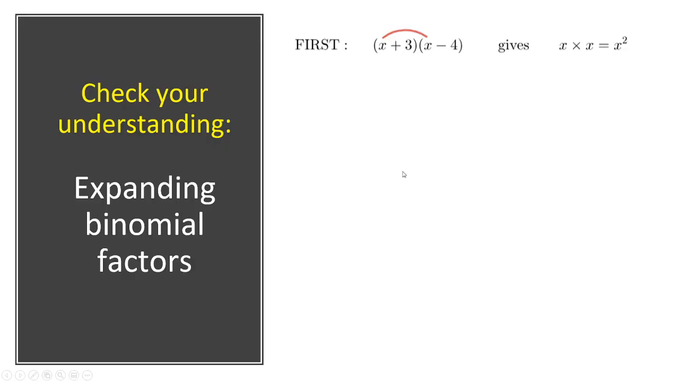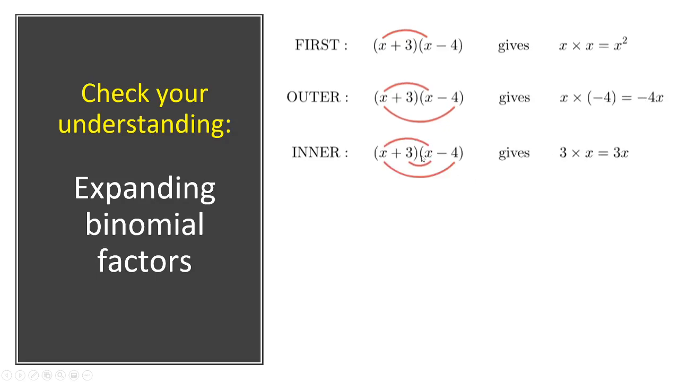Now let's go through and try it with this expression here. We have x plus 3 and x minus 4, and they're multiplied together. So starting off, we go x times x, that's our first, gives us x squared. And then x times minus 4 gives us minus 4x. 3 times x gives us 3x. And 3 times minus 4 gives us minus 12.